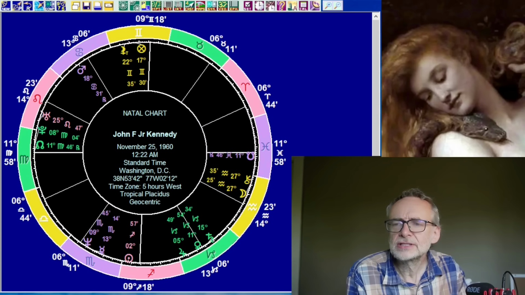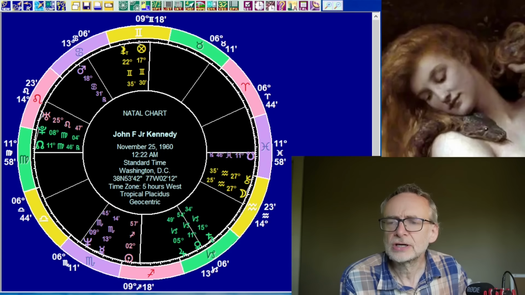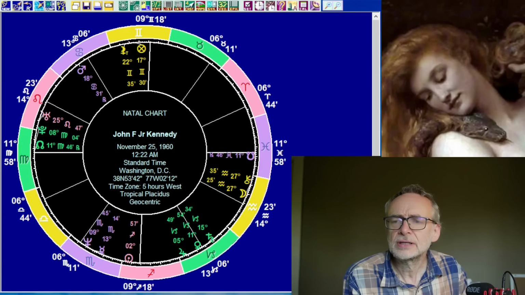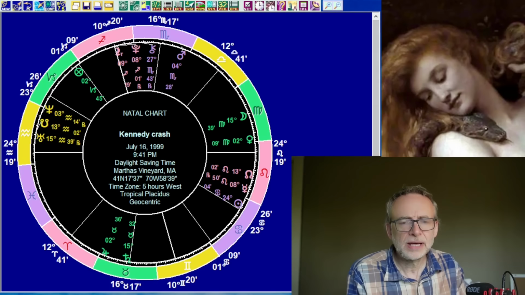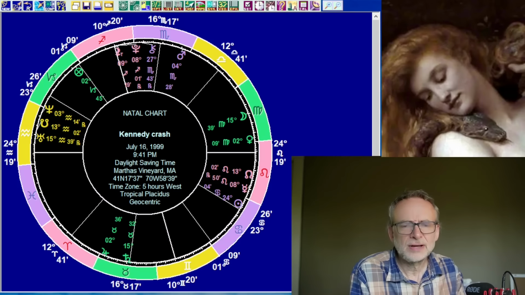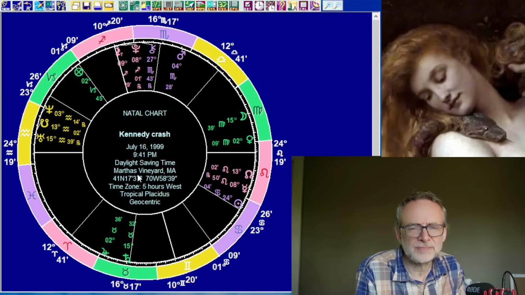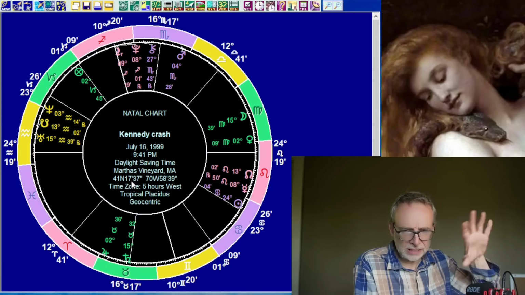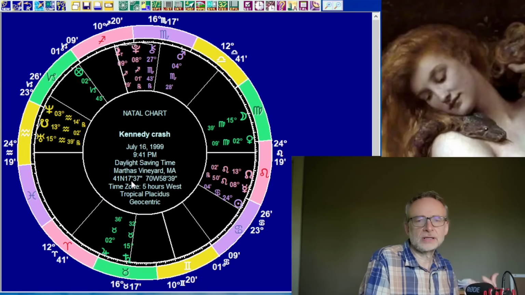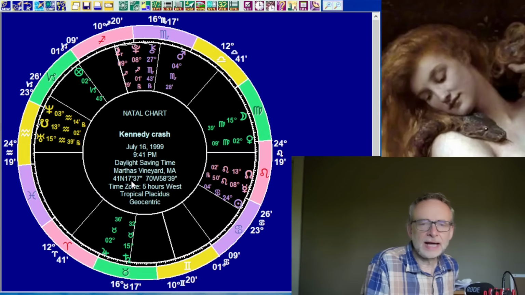And here is the chart for the actual crash, when the plane went down. I know it says Martha's Vineyard, but I did change the coordinates. The program gave me Martha's Vineyard's coordinates, but I changed them slightly to take into account the fact that he crashed well out to sea. And the crash chart, I thought that was interesting.